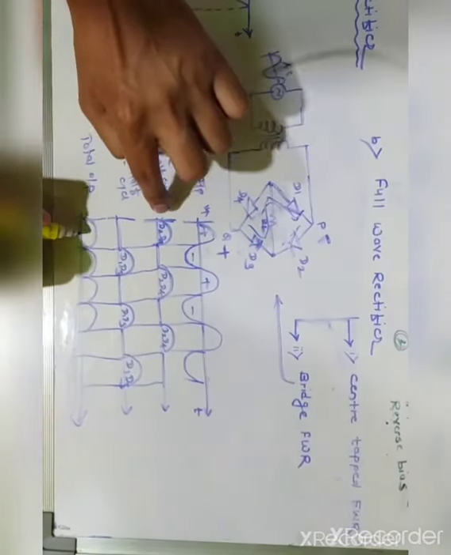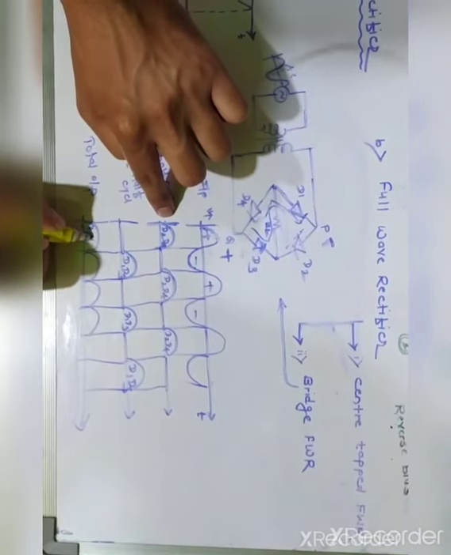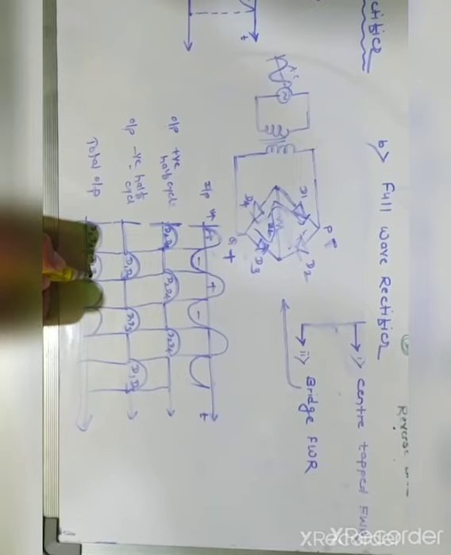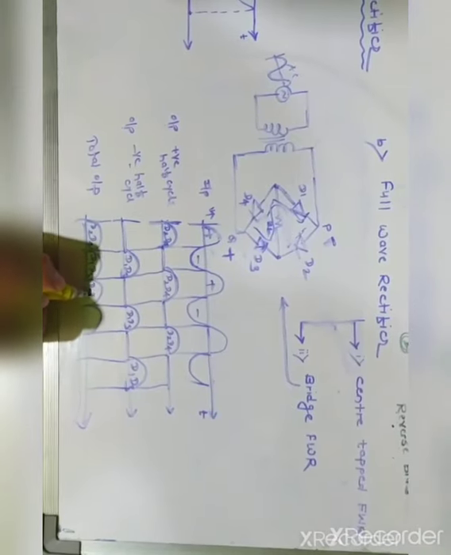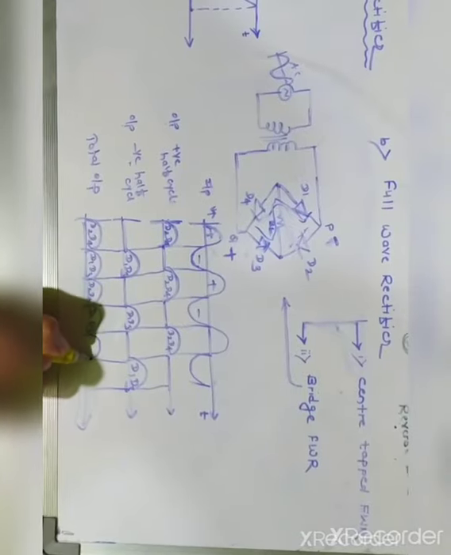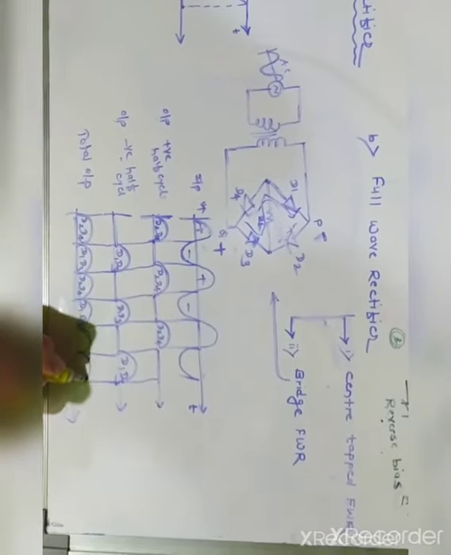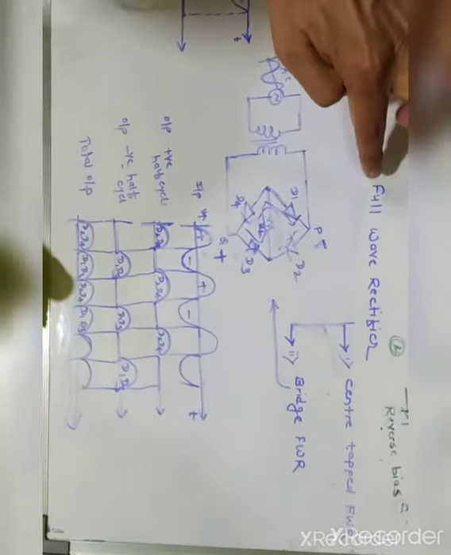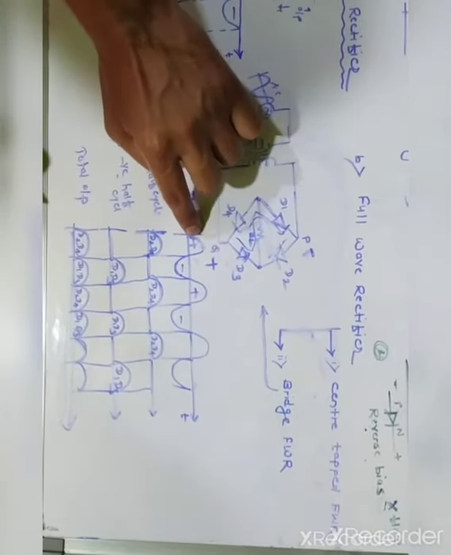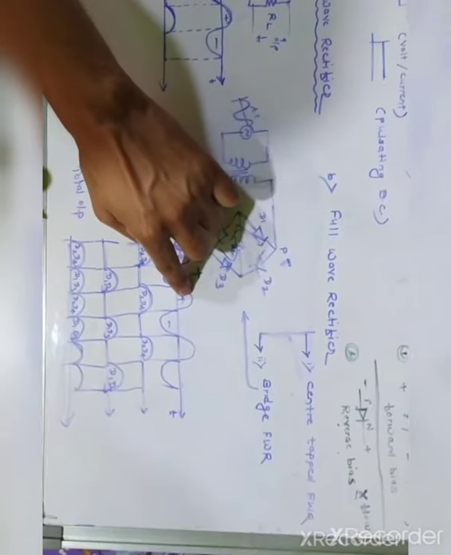Okay, during the positive half cycle, D2 and D4 conduct. During the negative half cycle, D1 and D3 conduct. Same procedure. In the full wave rectifier, you are getting the output during both the positive half cycle and the negative half cycle.